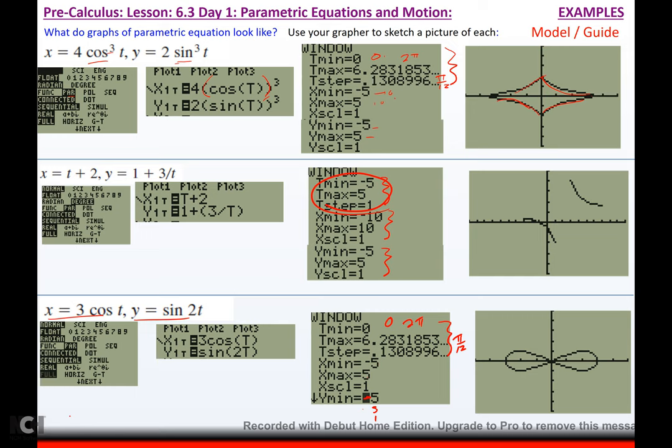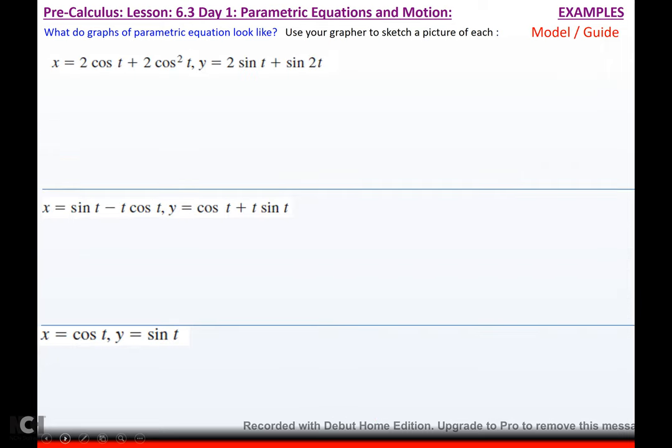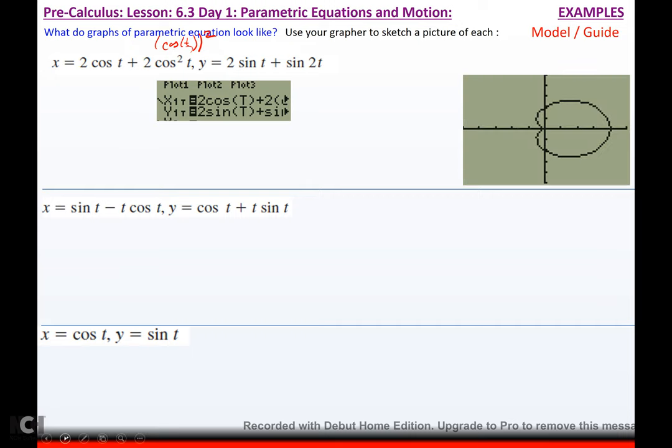You get really interesting parametric curves and parametric graphs when you change, you know, the degrees on your cosine, or just play with it. You get some really interesting graphs. All right, so if we look at this one, these get a little more complicated to type in. Just be real careful. Again, when you do those squares, you've got to do that parentheses, cosine, for t, parentheses, parentheses, square. That's the way you got to type it. All right, and that's the graph you should get.